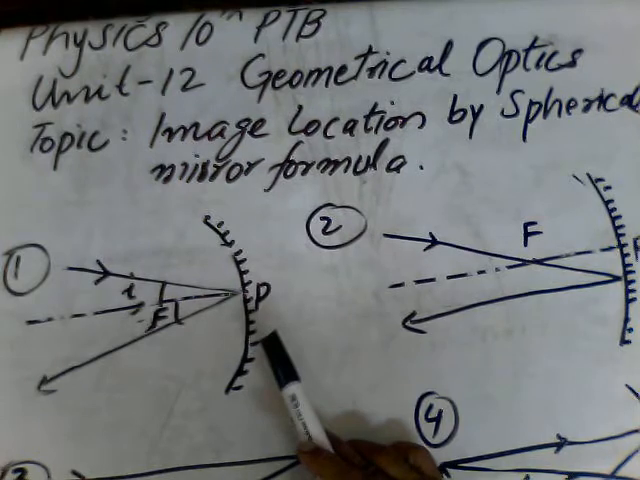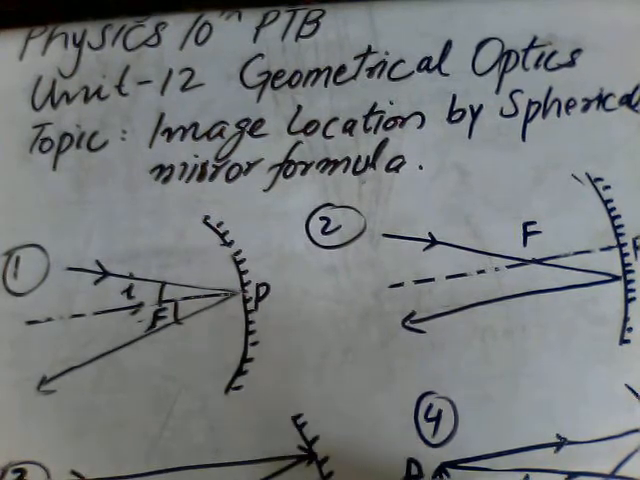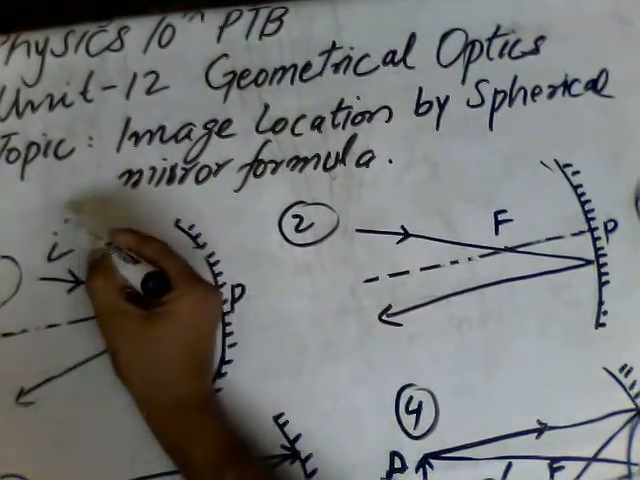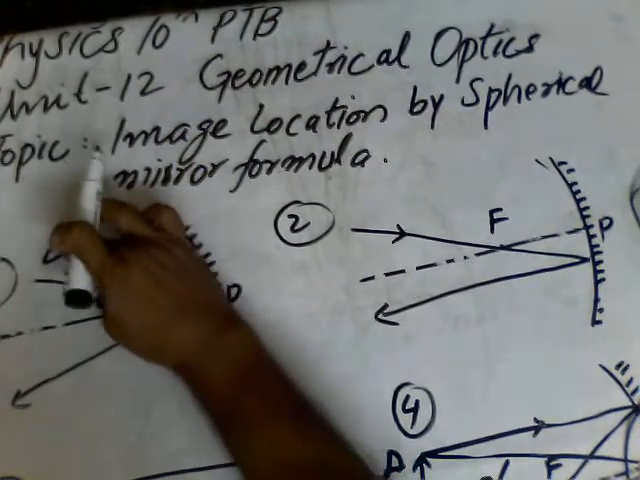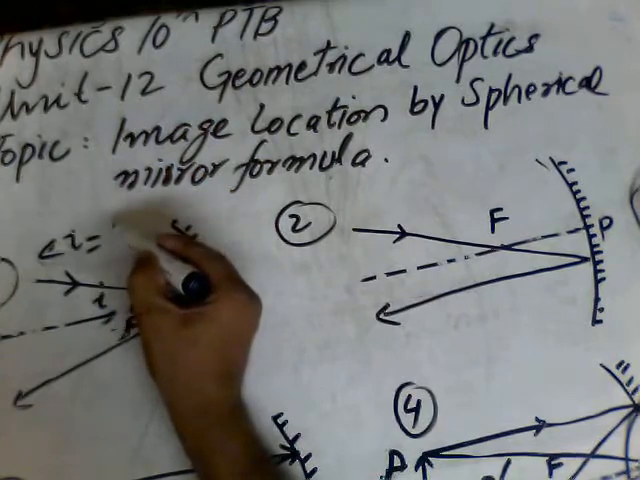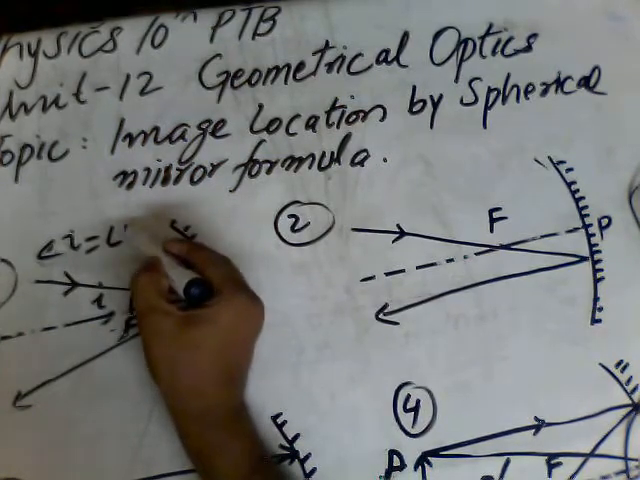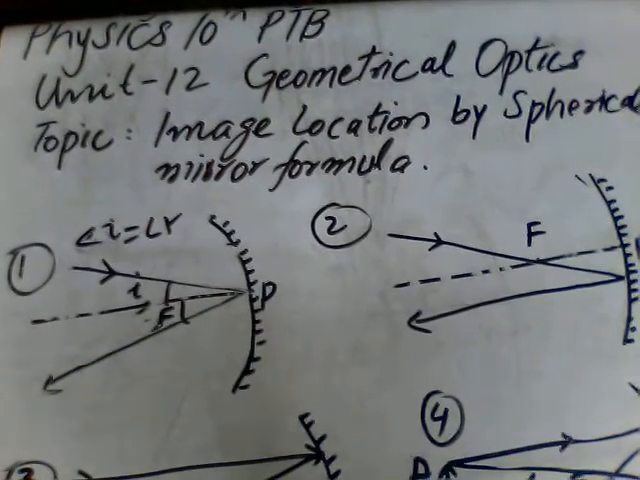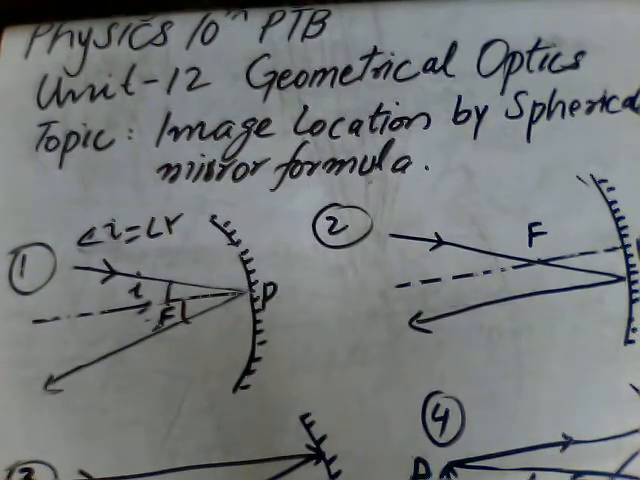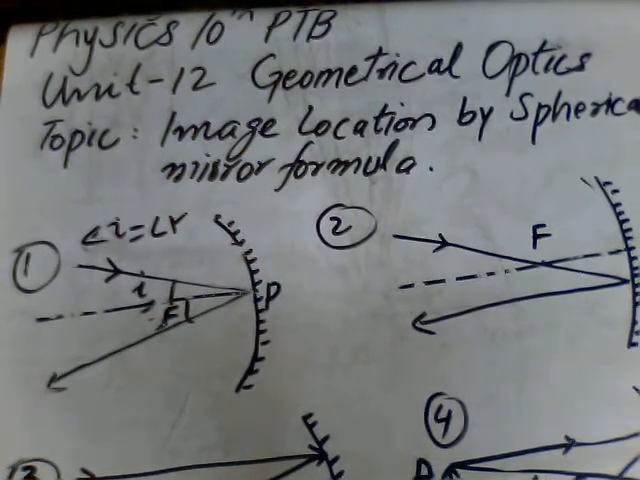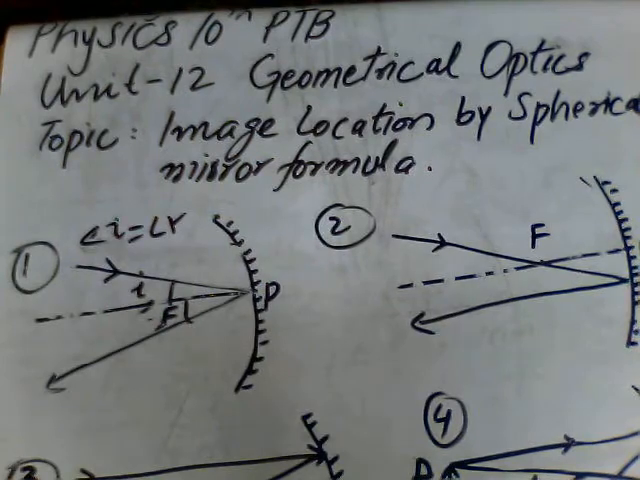It is reflected back. In this case, the angle of incidence and angle of reflection are equal. In this case, the second law of reflection will be proved. Angle I and angle R are equal, the angle of incidence and the angle of reflection.